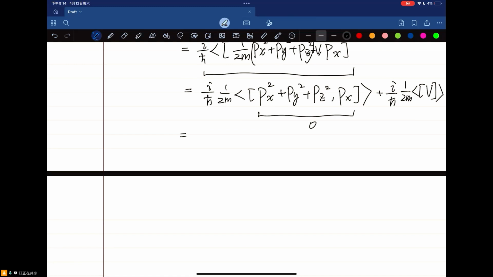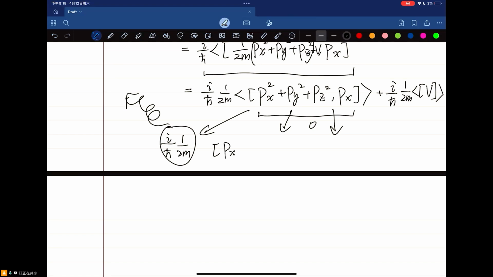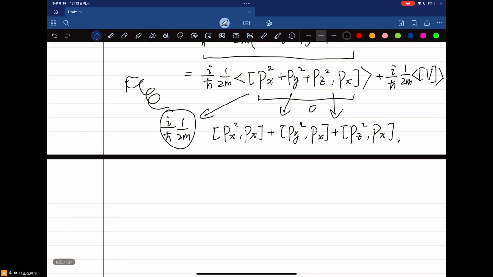Okay, so let's look at it. The term on the left, I can separate it into 3 parts. If we ignore the constant in front of it, so I ignore this constant, we have px squared commutator with px plus py squared commutator with px plus pz squared commutator with px. And the momentum commutator with itself is 0.